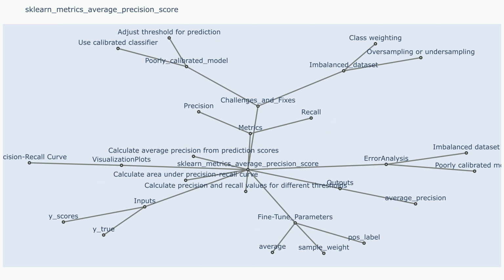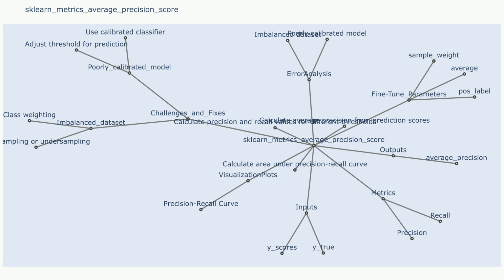Uncertainty methods. Confidence intervals. Estimating confidence intervals for the average precision score can help assess the uncertainty in the model's performance. You can use bootstrap resampling or other methods for this purpose. Sensitivity analysis. Examining the impact of changing the threshold on the average precision score can help understand the robustness of the model.